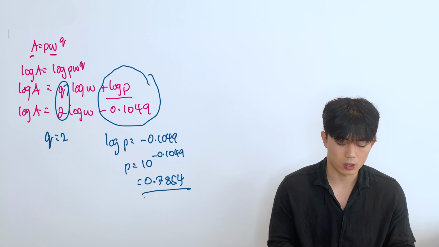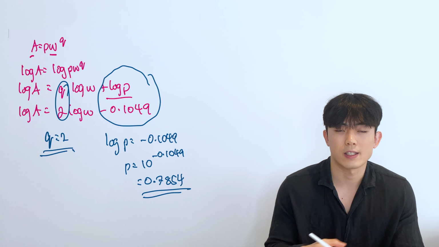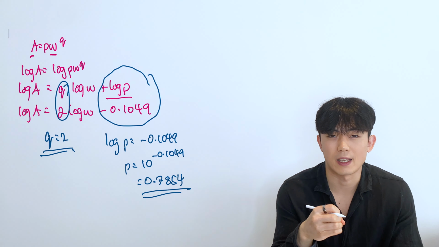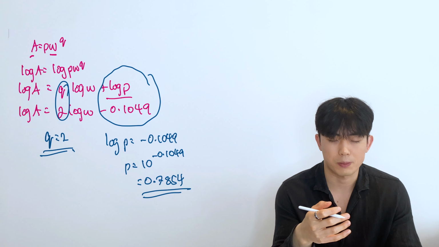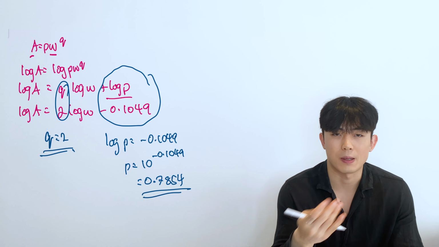0.7854. Okay, so as I said, the straight line equations are much more useful than an exponential equation, just to find certain values. Even though exponential functions are useful for actually modeling.